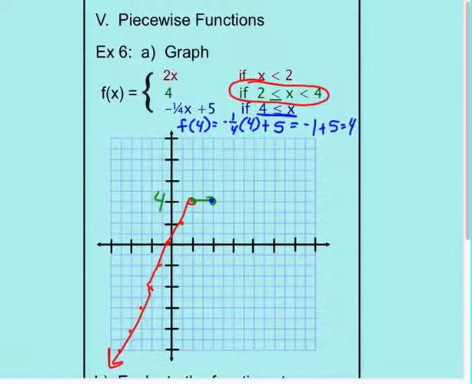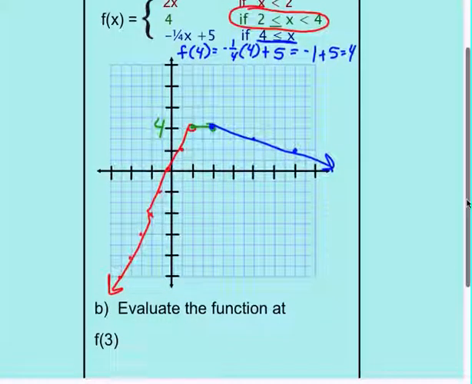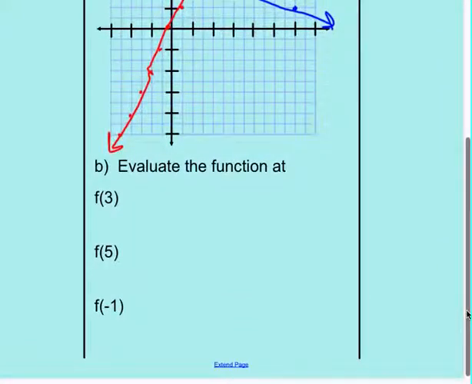And then my slope is negative 1/4. So I'm going to fall 1 and run 4. And then I can continue doing that till I run out of graph. All right, so there's the graphing part of the piecewise function.